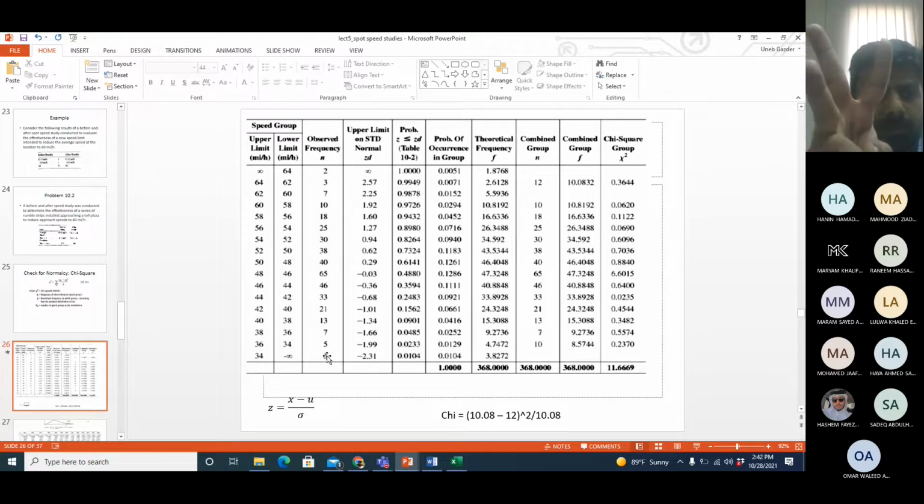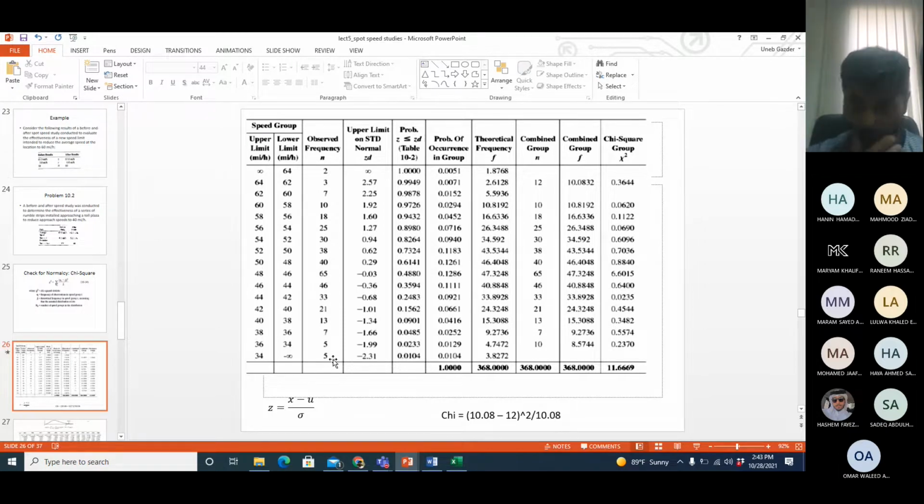Third change. So 3 changes. I will say it again. First change, the 0 values group at the start and end removed. Second change, groups arranged in descending order. Third change, for the first group, the highest group, upper limit is infinity, and for the lowest group, lower limit is minus infinity. So 3 changes will be made. And as I said, n values should be rearranged with the respective groups when you are rearranging the groups.